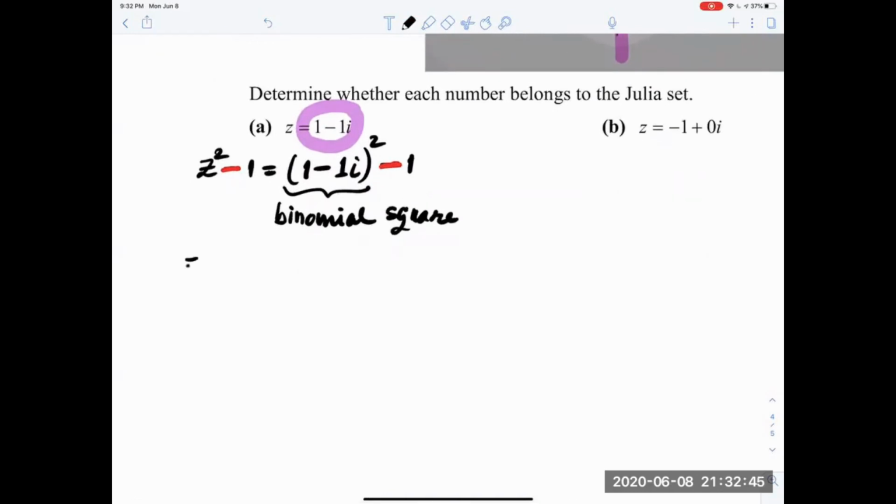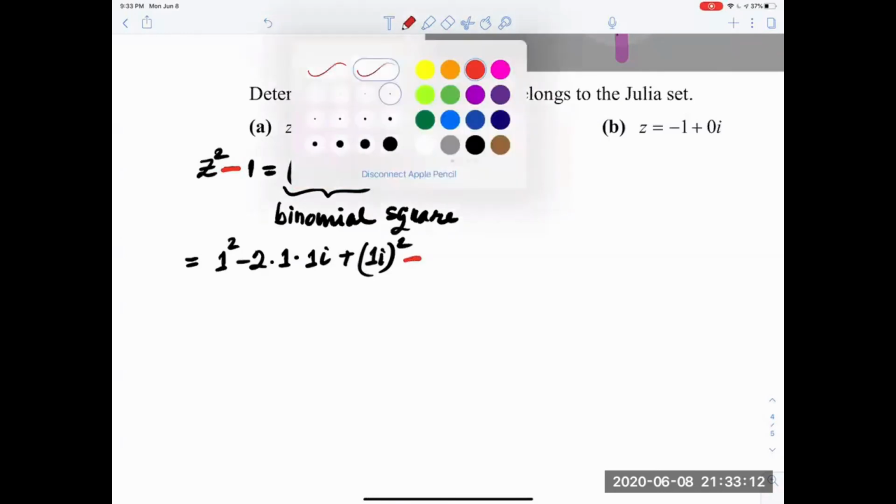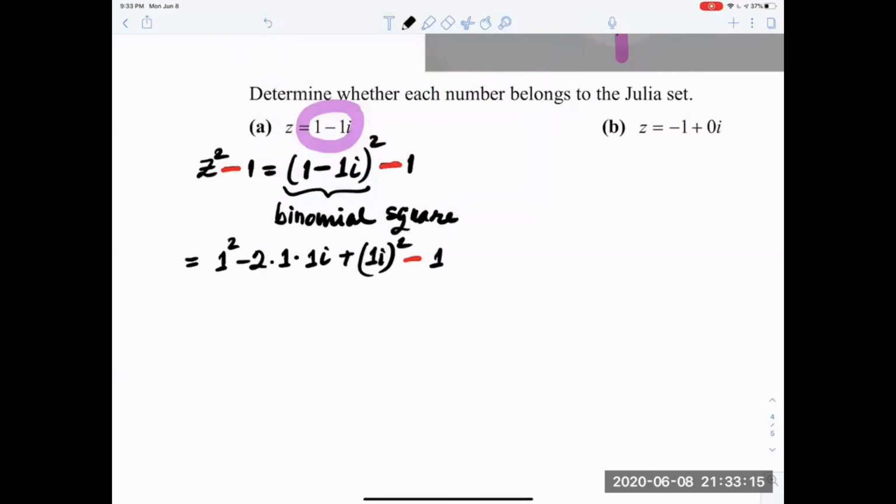So this becomes the first one squared, minus 2 times the first one times the second one, which is still 1. In this case, the formula already takes care of the signs, plus or minuses. And then i, that's the second one, 1i. And then plus the second one squared, well, 1i all squared. And then we have the minus 1 that belongs to the sequence that I have to check if it's going to be less than 2.